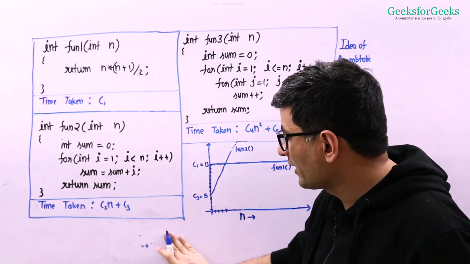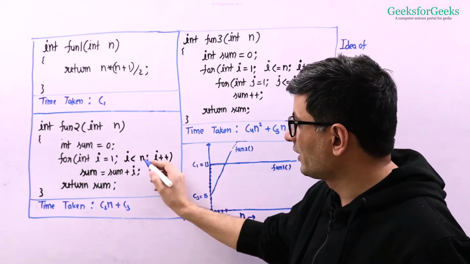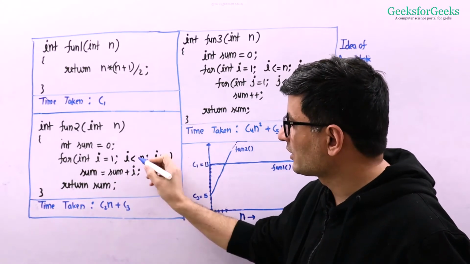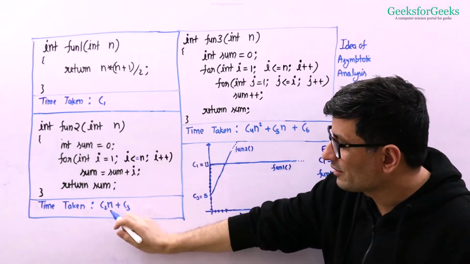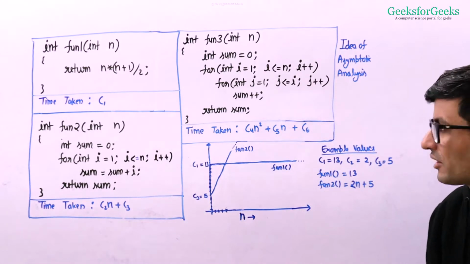So as long as you have an expression in terms of n here, you can always use C2n plus C3 for such loops, right? So this function is going to take this much time. Let's now see our third example.